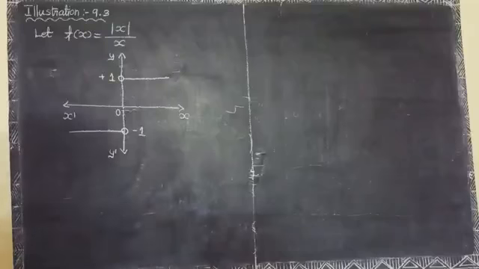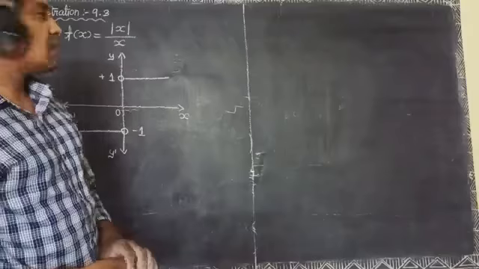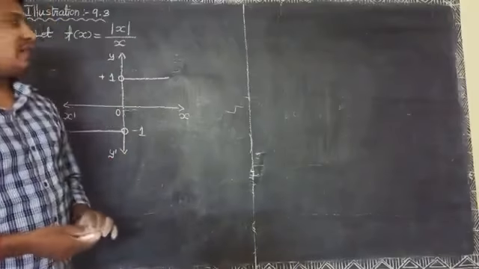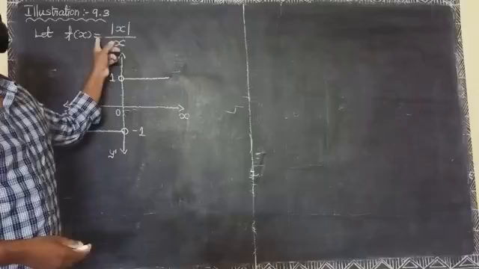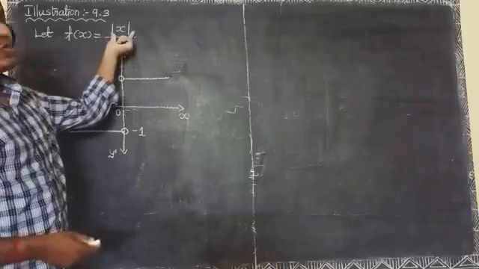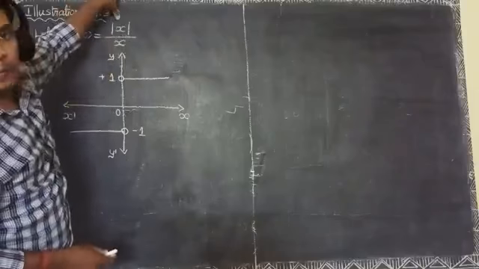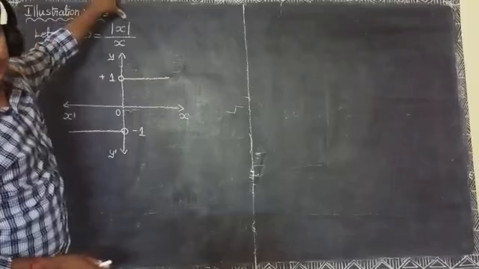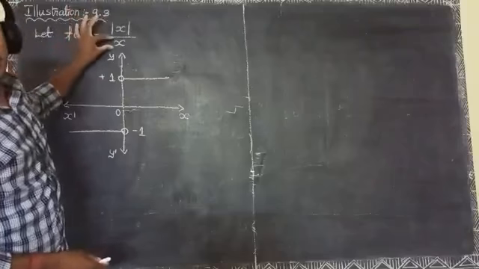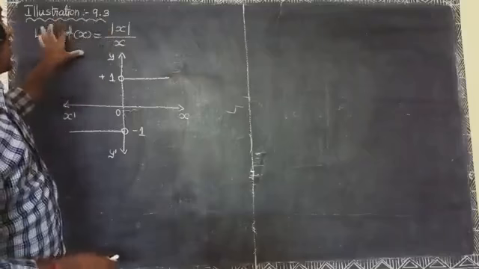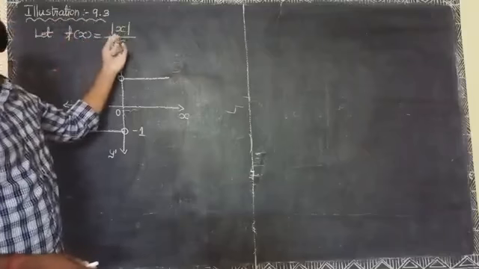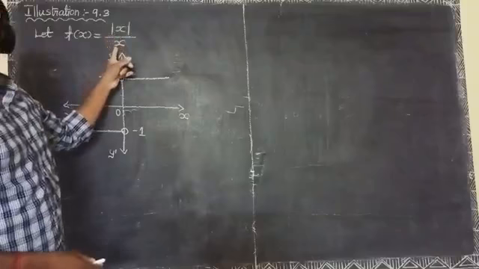Next, go to one more illustration, 9.3. Let f of x equal to the absolute value of x divided by x. The numerator has the absolute value function and the denominator has the factor x.